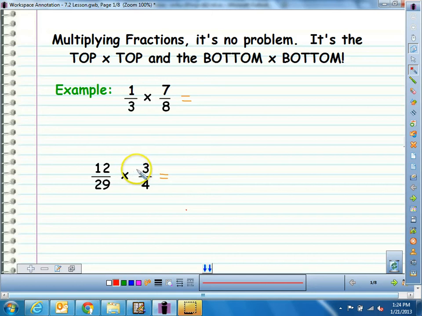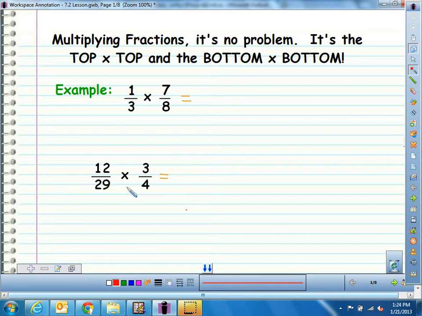Hello, today's lesson is 7.2 out of our book, and we're multiplying fractions times fractions. It's really going to be a continuation of what we learned last week. We still have the same saying, multiplying fractions, it's no problem. It's the top times the top and the bottom times the bottom. But now we don't have a whole number to convert. We just have a fraction and another fraction.